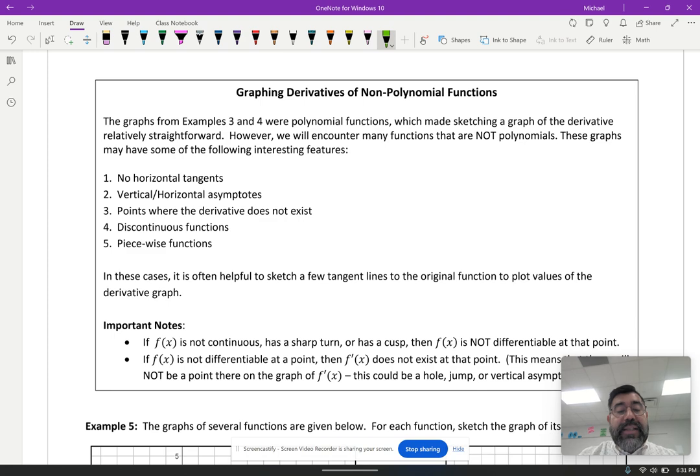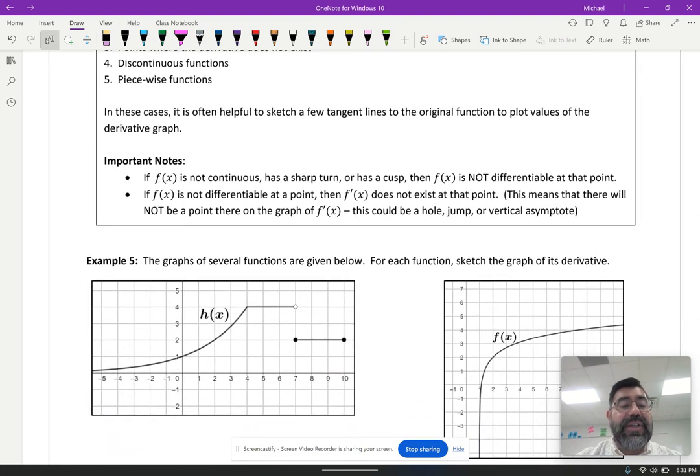And so it's helpful to sketch a few tangent lines to get the idea of what the slope is at specific points. We can do that. Remember that if a function is not continuous, or if it has a sharp turn, or if it has a cusp, then that point is not differentiable. And if it's not differentiable, it's because the derivative doesn't exist. That means there's not going to be any point on the derivative graph at that x value.